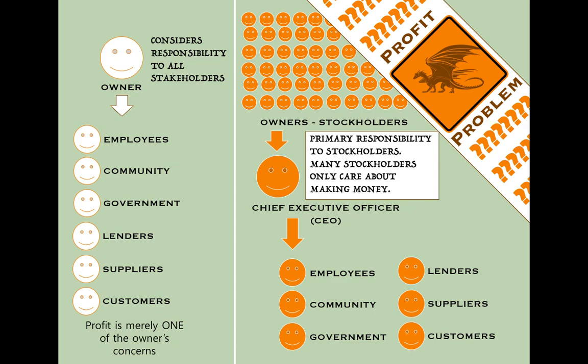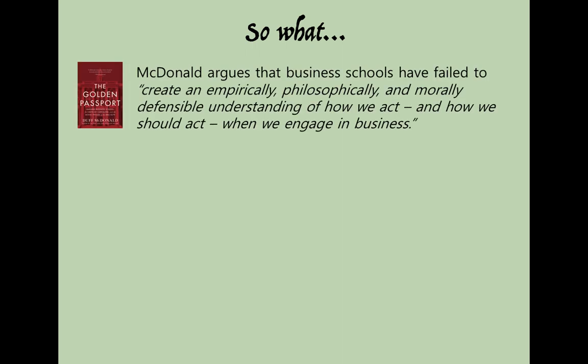Okay? This is where the dragon comes out. If we are pursuing this elusive thing called profit as our most important objective, or the only objective, then that's going to lead to decisions that have a negative impact on a lot of these other interested stakeholder groups. So, here's my point. So what? In The Golden Passport, MacDonald argues that business schools have failed to create an empirically, philosophically, and morally defensible understanding of how we act and how we should act when we engage in business.